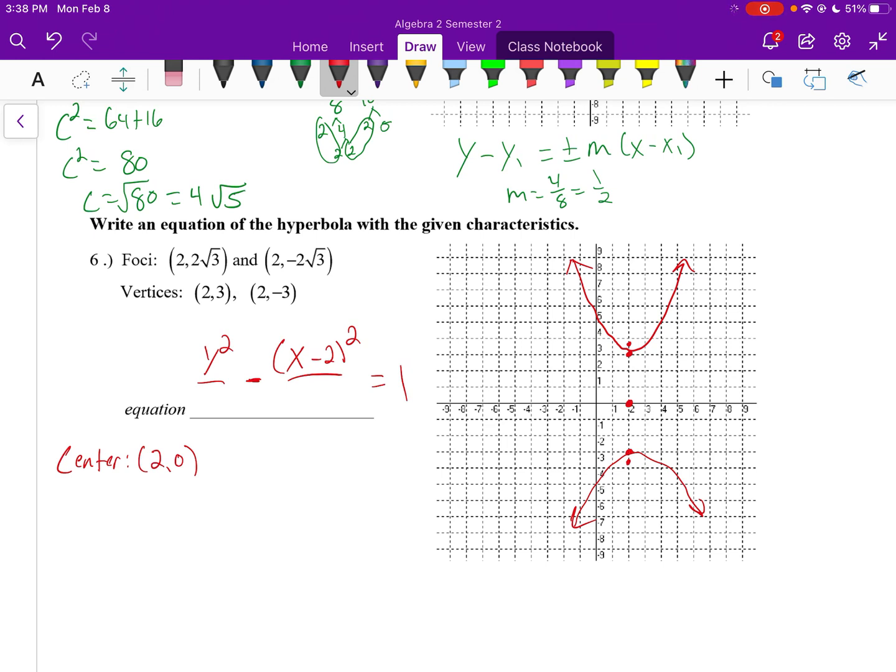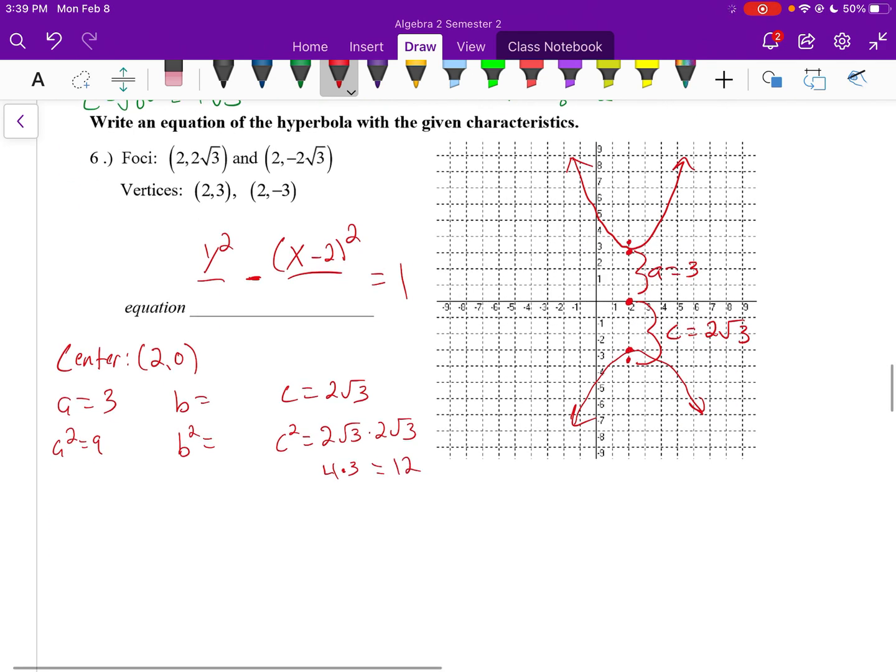What we need to remember is we need to use that 2 root 3. From center to vertices, that's our a value, which was 3. Our center to our foci, which is c, is that 2 root 3. So a is equal to 3, meaning a squared is 9. We don't know b yet, so we don't know b squared. We do know c is 2 root 3, so c squared is 2 root 3 times 2 root 3, which is 4 times 3, because root 3 times root 3 is 3. So we get c squared as 12.